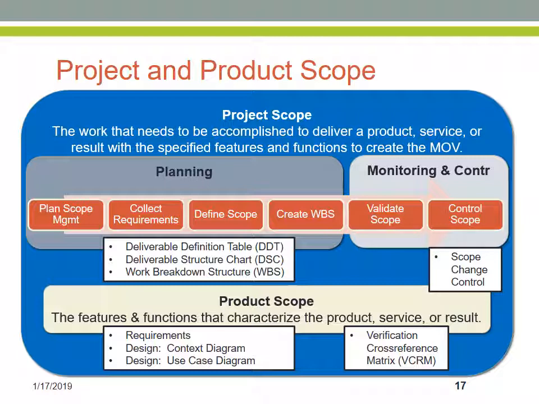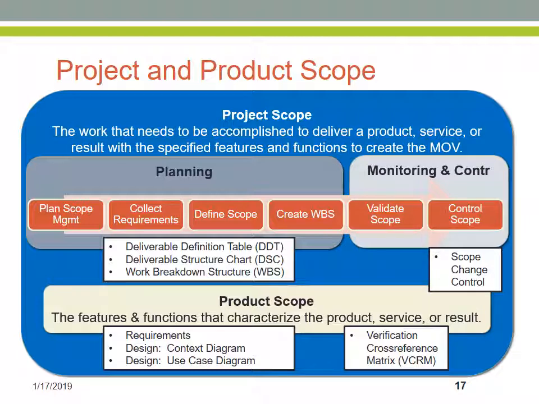And then in the monitoring and controlling phases, of course, we're going to validate our scope, which means we're testing whether we have built the right thing and whether we have built what we have built correctly. And then we're also, of course, always controlling the scope in order to determine that we're building only what is in scope and not what is out of scope, based on the scope definition in our project charter.